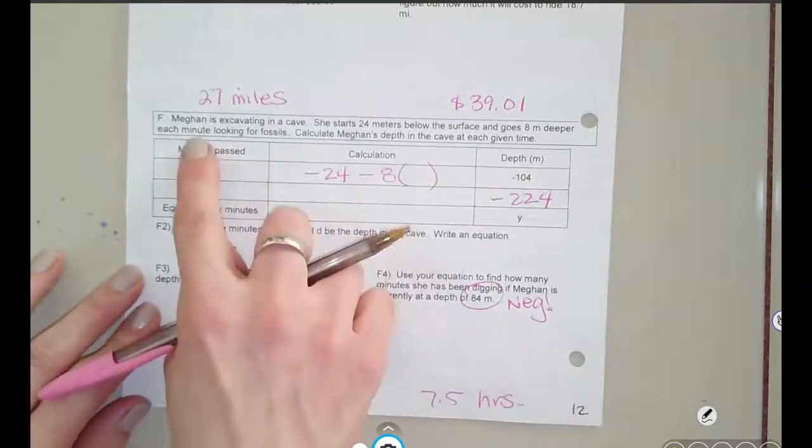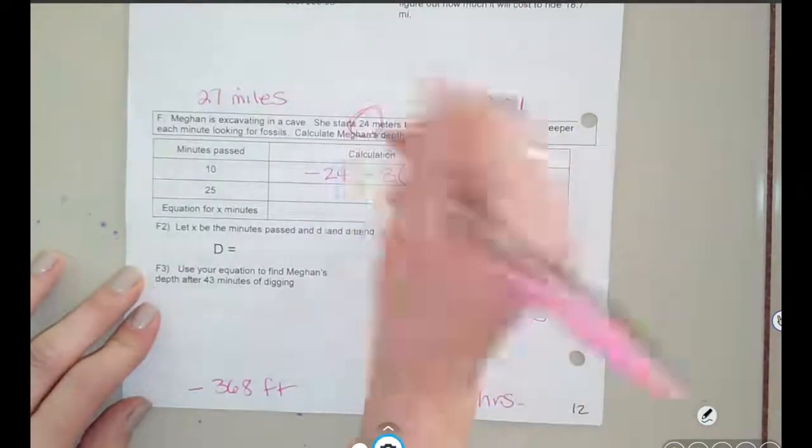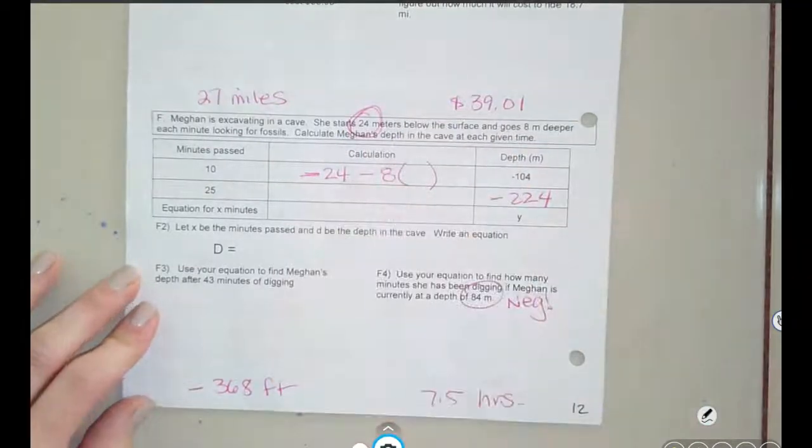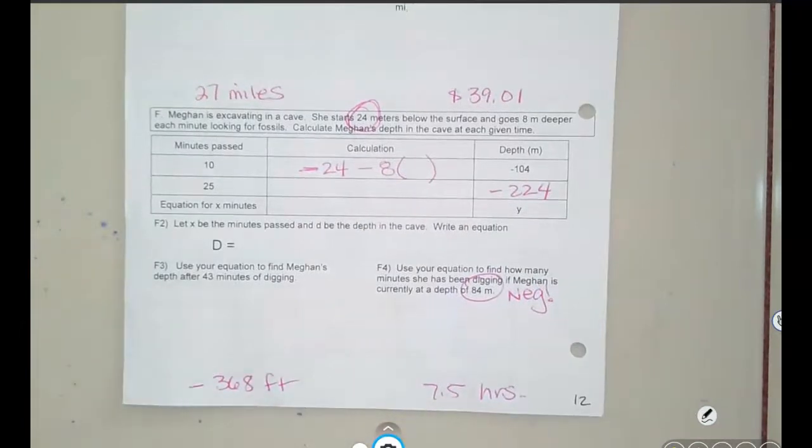Careful on this one. You're talking about underground and below the surface, so all of your depths here are really going to be negative numbers. So finish working out page 12 and see if you can check it here. Use the key to help you, okay?